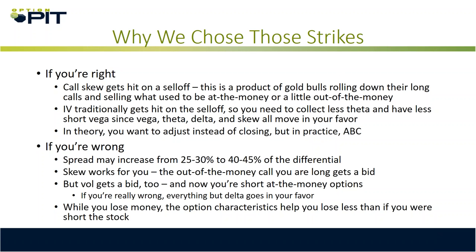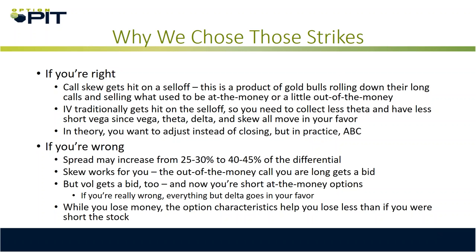It's a great situation to be in, and that's one of the benefits you get from being short a call spread on a bearish board. The vol is going to get hit usually on the sell-off. You don't need to collect as much theta as you would if you were doing, say, an at-the-money option and a half standard deviation out-of-the-money call. And you don't have to have as much short vega. So that's why we went 30 days instead of 50.